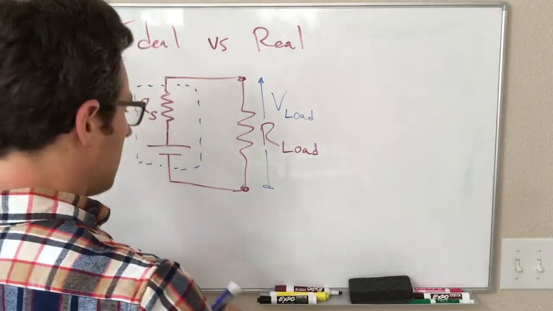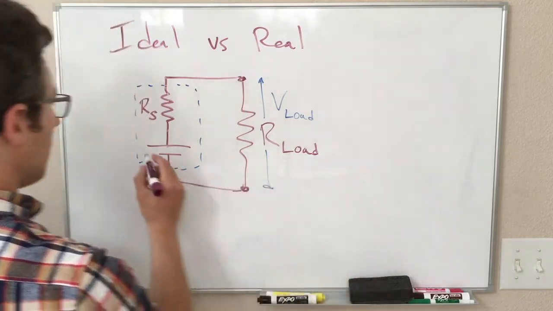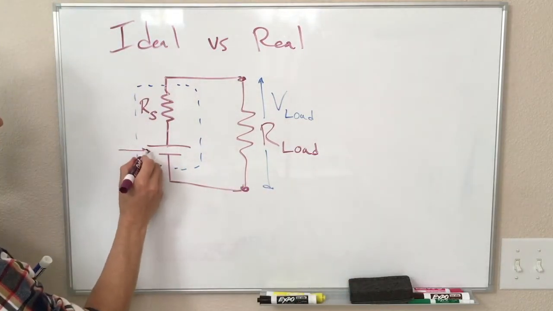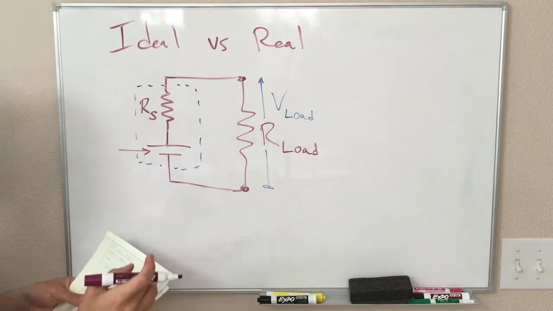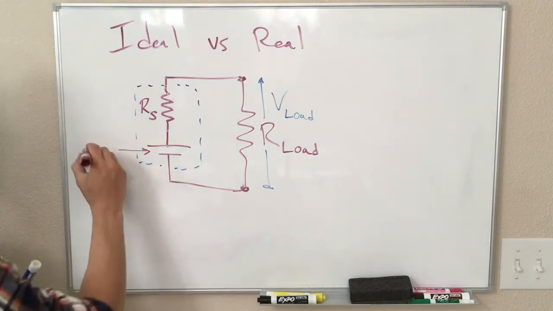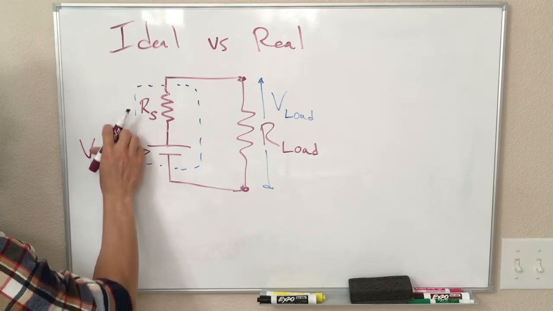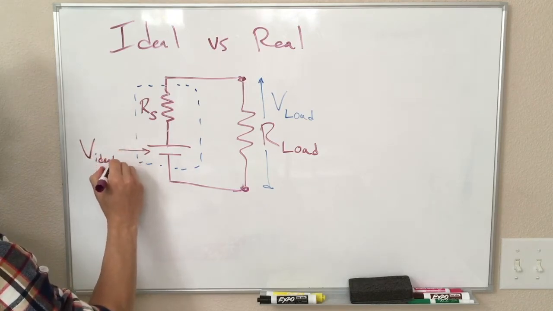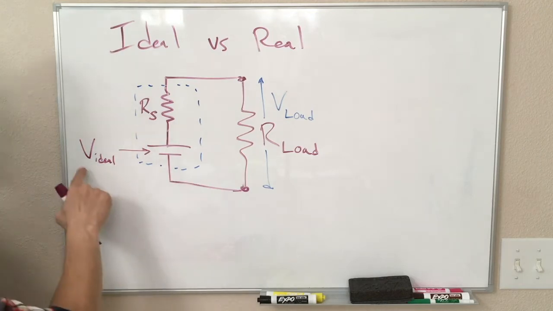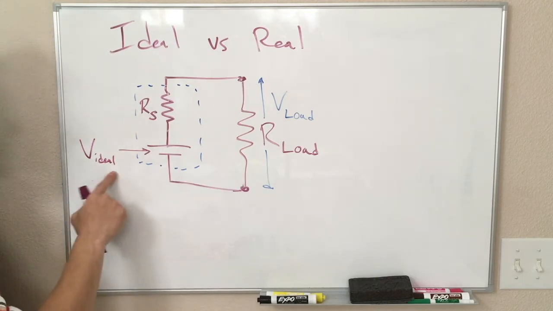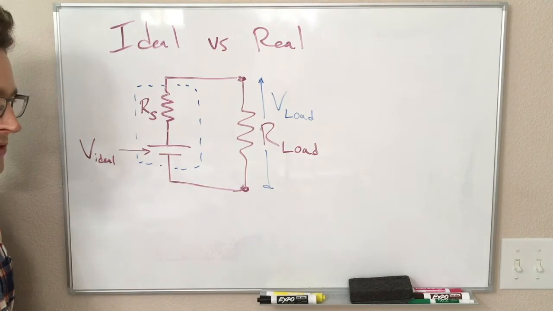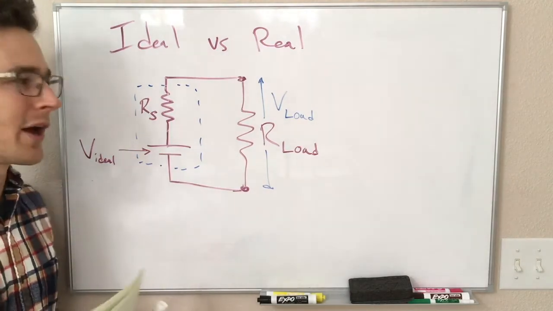And lastly, I'm going to call the voltage of our ideal source here V ideal or something like that. So maybe this would be the labeled voltage on the battery or power supply, so 12 volts for our car battery example.